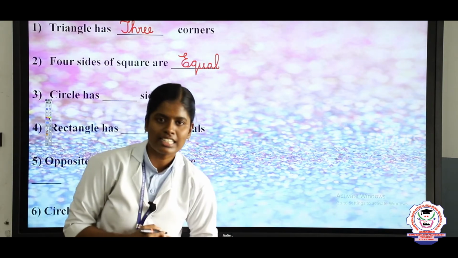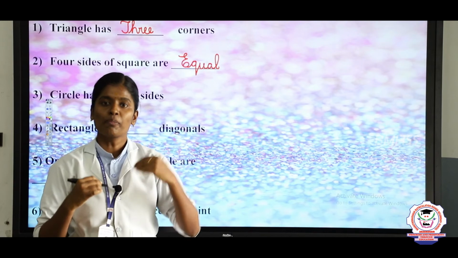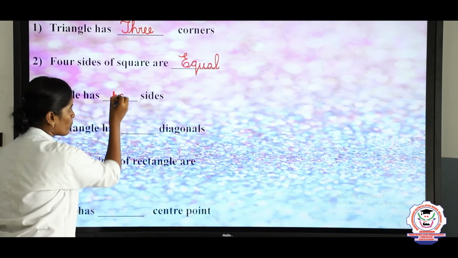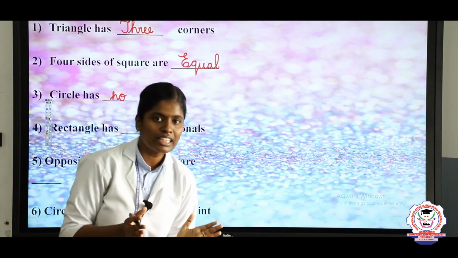The third question is, circle has dash sides. Does it have sides? No, circle has no sides and no corners. So write N-O, no.